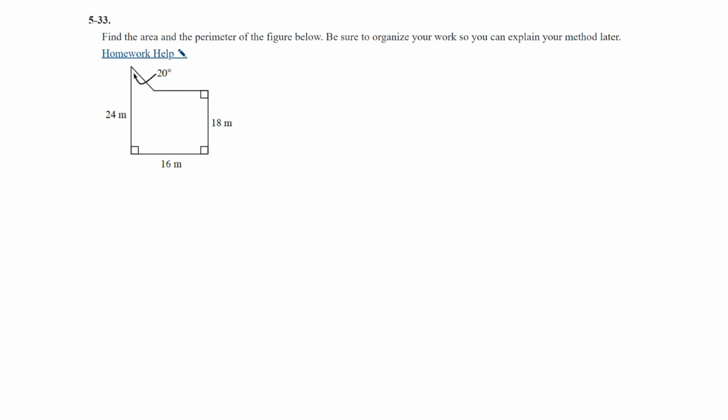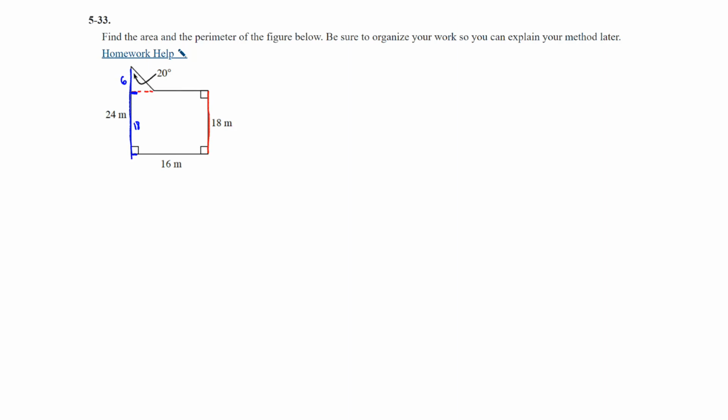Question 33. Find the area and the perimeter of the figure below. Be sure to organize your work so that you can explain your method later. So the perimeter, we have 16, 18, 24, and then we're missing the other 2 side lengths. We could break this up into maybe a smaller triangle right here. We know that's 20 degrees. If this is 18 and this whole thing is 24, then this piece from here to here has to be 18. So therefore, this would have to be 6.